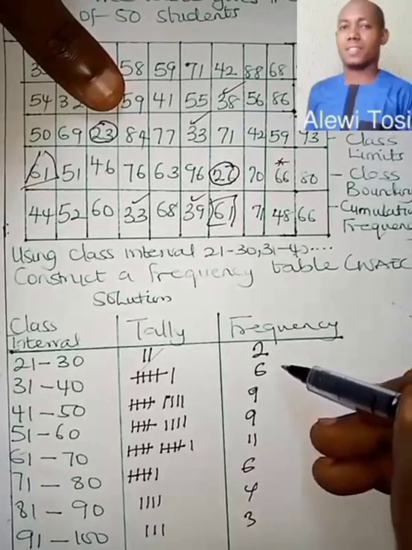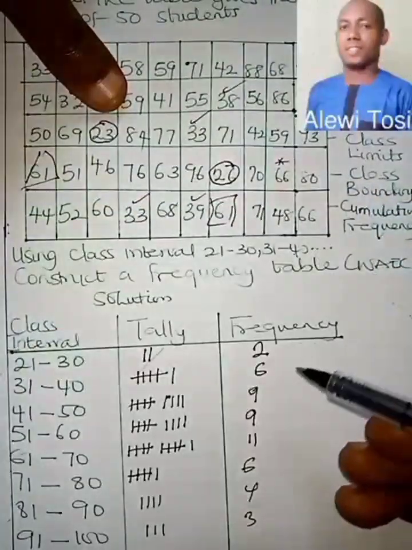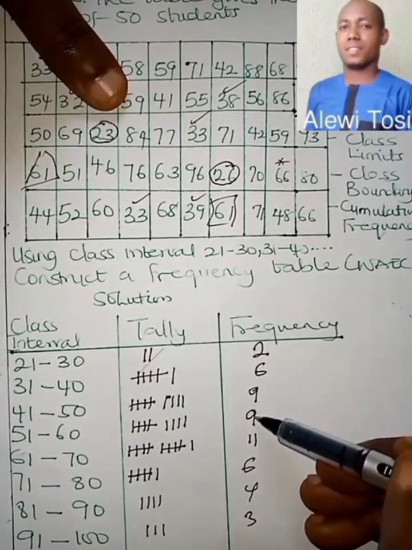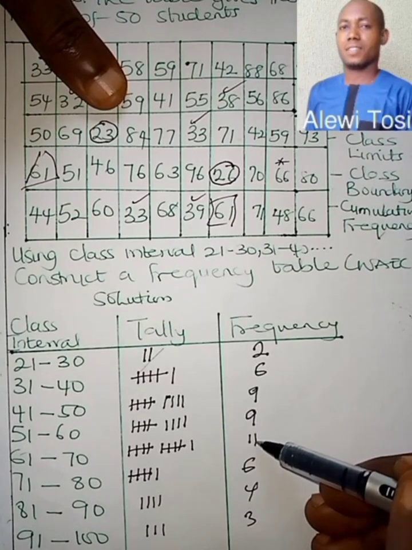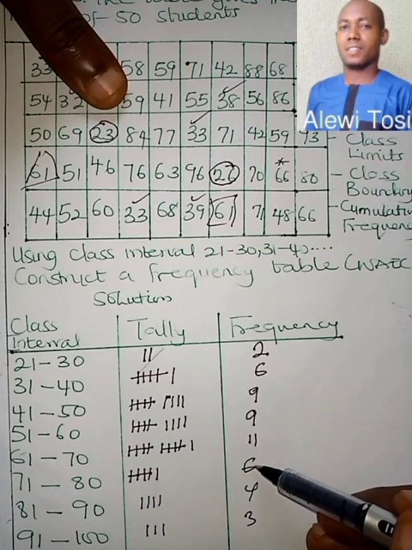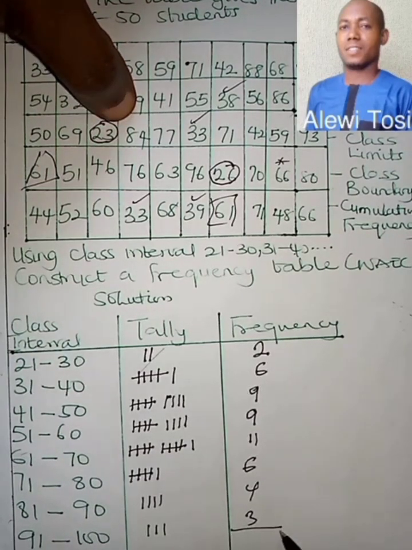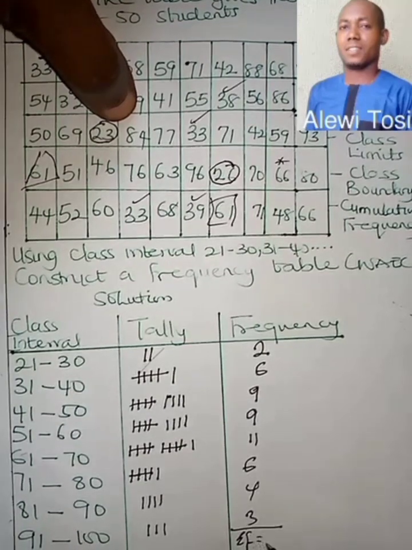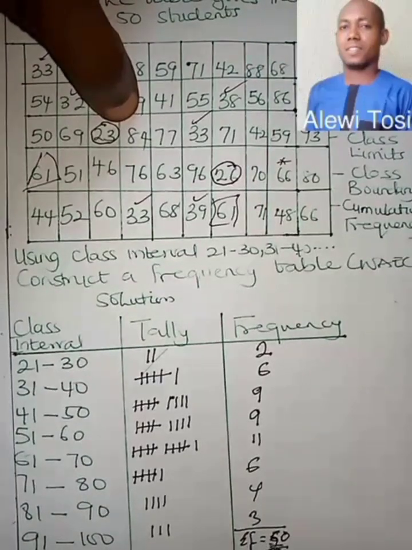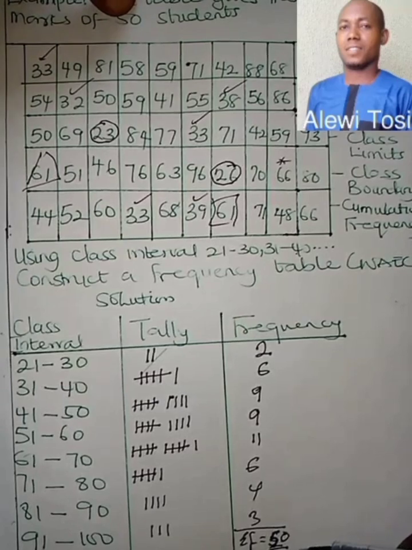To be sure you are correct, the addition of this must be the summation, must be the total number of items you have there. 2 plus 6, 8, plus 9, that's 17, plus 9, that's 26, plus 11, that's 37, plus 6, that's 43, plus 4, that's 47, plus 3, that's 50. So summation F here is 50. And 50 tallies with the number of students in that class.